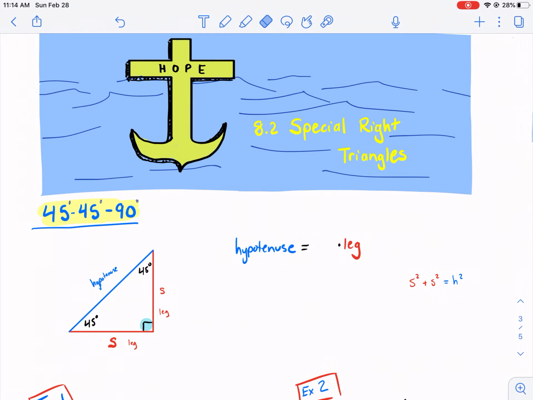Welcome, geometry students, to section 8.2, special right triangles. We're going to learn about the various types of special right triangles and how to use them, and we're going to understand why they are useful and easy.